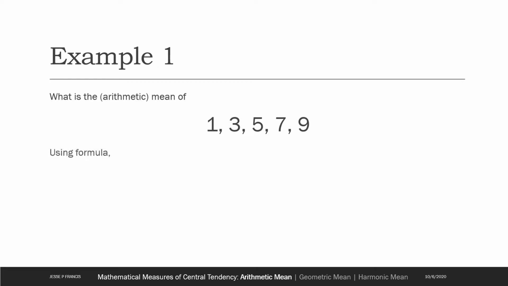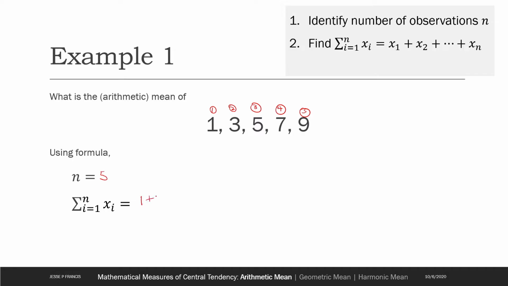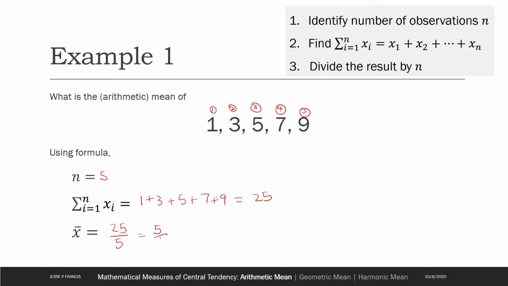Let's do a simple example problem. We have to find the arithmetic mean of 1, 3, 5, 7, and 9. If you notice, the first step was identifying the number of observations, and in this particular case you have 1, 2, 3, 4, 5. There are 5 observations. And then add up all our observations, that is 1 plus 3 plus 5 plus 9. Oh, I missed 7. 7 plus 9, and that's 25. Next step, divide the sum by n. Here 25 and n is 5, and thereby the mean is 5.